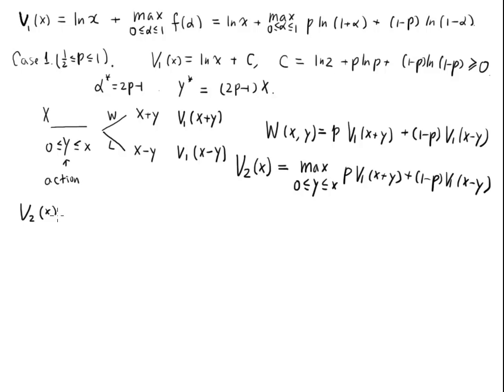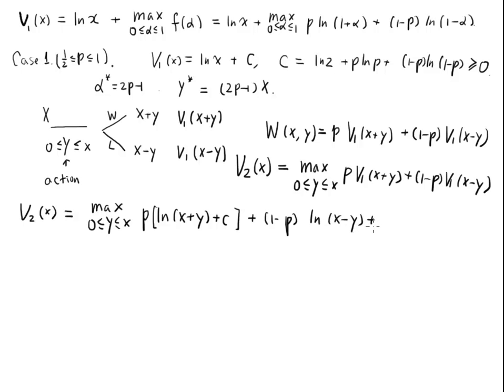This method is called backward substitution because you are solving v1 first, and then we have the maximum value of y over here less than or equal to x, and then we put this function inside. So this is going to be log x plus y. Whenever you see x over here, you replace it by x plus y, right? And this is plus c, and that's v1 of x plus y, and then we have 1 minus p over here, and then we have log x minus y and plus c. It's the function that we have solved, v1, we plugged in.